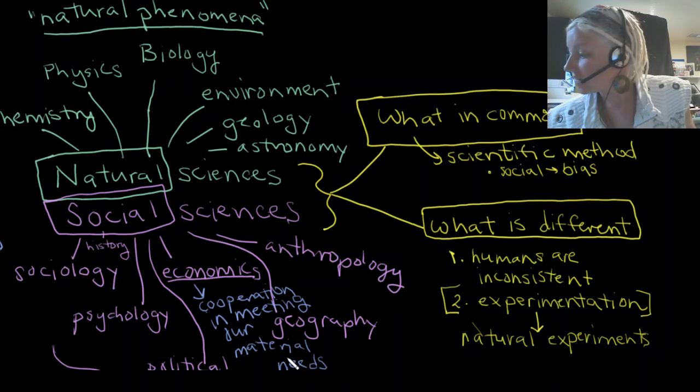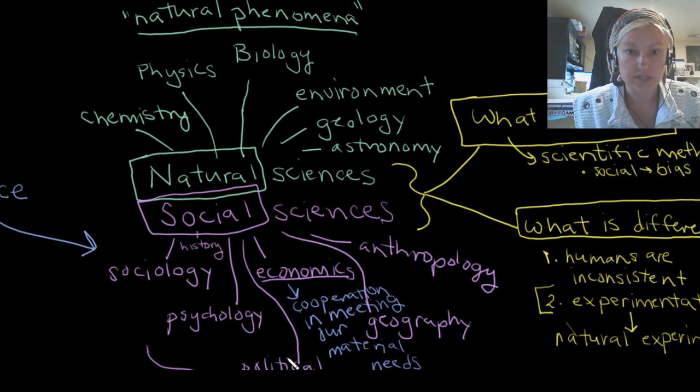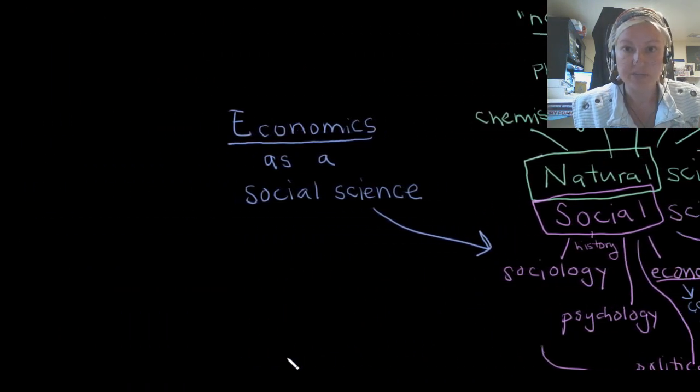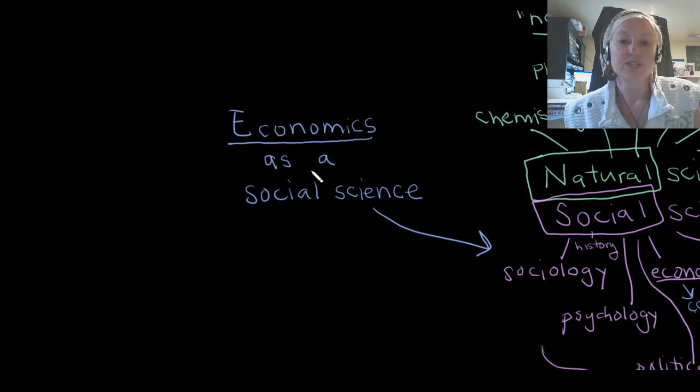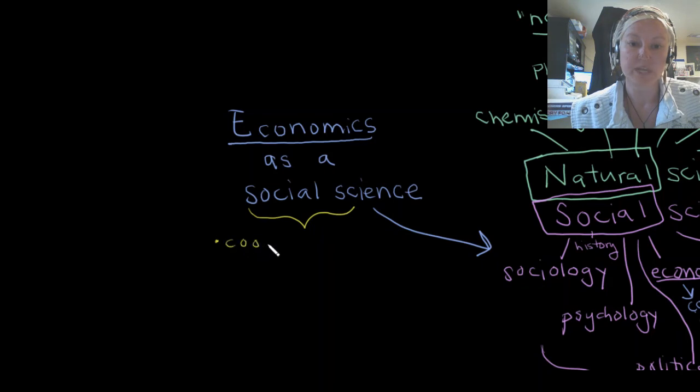Okay, I think that's everything I wanted to cover for this lesson. But I do want to just emphasize one last time, since we're starting here, economics as a social science. So economics is how we study people cooperating. So one thing is cooperation. And the second thing is we want to meet our wants and needs.